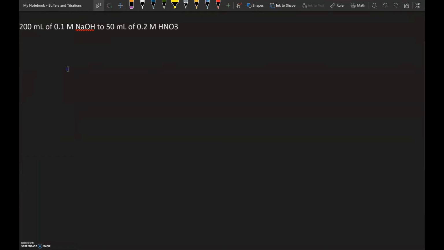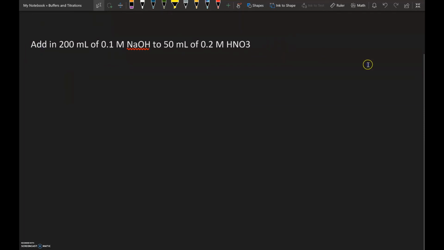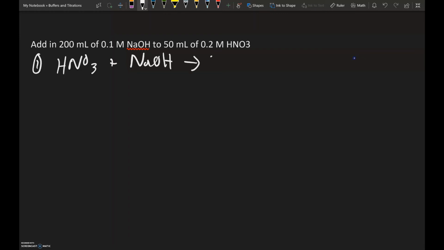Okay, so in this problem, we are going to work a new problem, and we are going to be adding in 200 milliliters of 0.1 molar sodium hydroxide to a 0.2 molar HNO3 solution, and that is 50 mils. So it's like before, we are going to be working two different parts. The first part is going to be the stoichiometry part, and to do that, we are going to first write out the reaction, and then we will figure out how many millimoles of both reactants we have present.